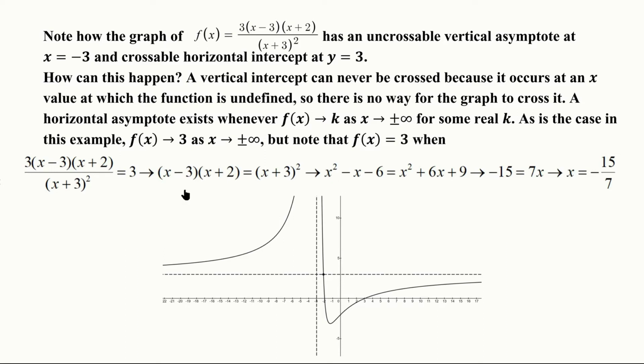And then you get x squared, just multiplying this out, x squared minus x minus 6 equals x squared plus 6x plus 9.